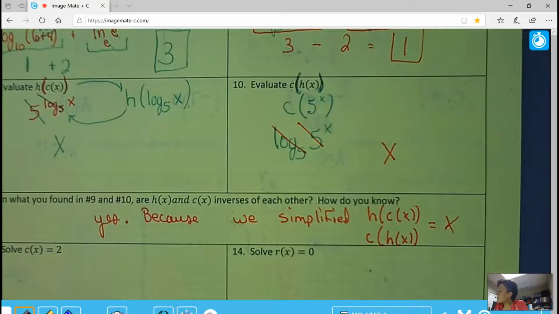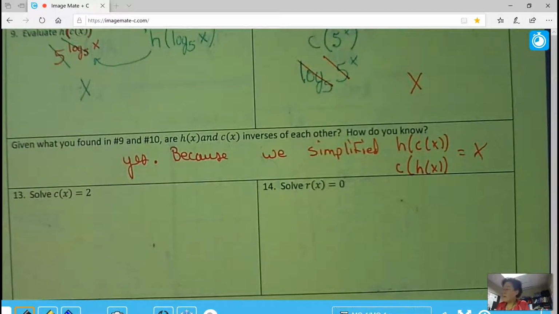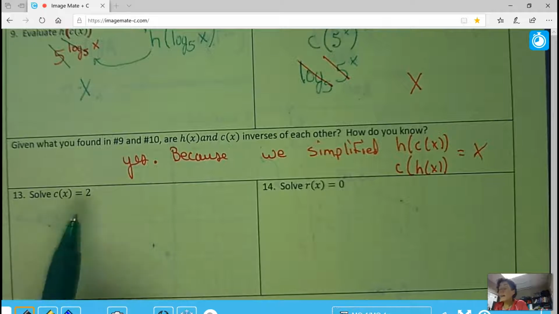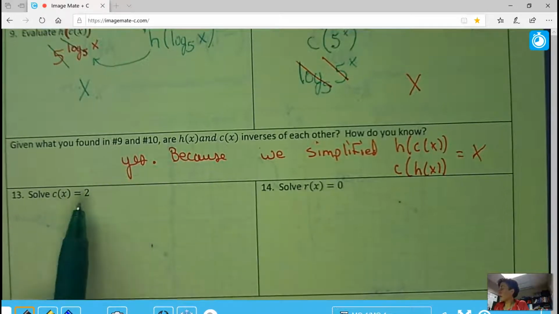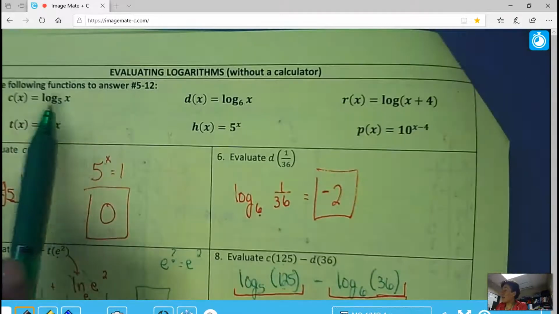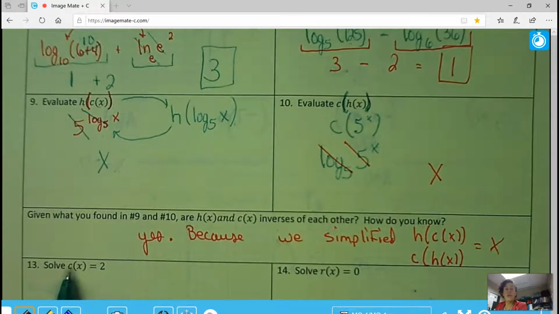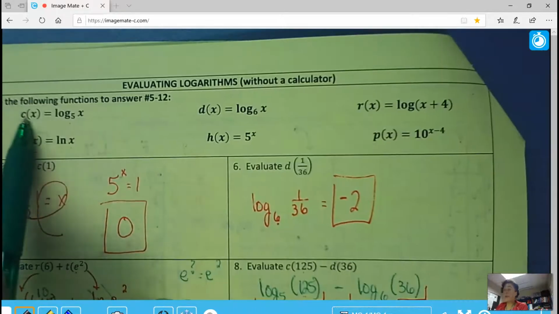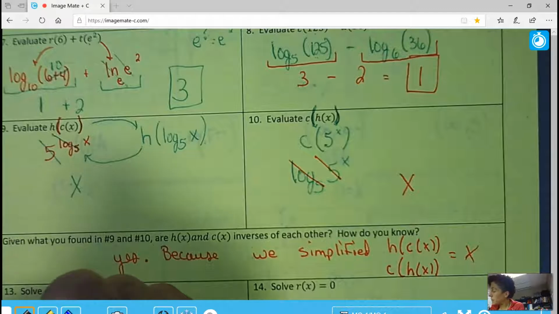So the next two, if you notice, we are skipping 11 and 12. I took those out. This time we're going to solve. So I just want to remind you again, this is back from like chapter 1 or chapter 2, that not everything goes where the x goes. Here you're getting c of x. So here I'm telling you that c of x is worth 2. So going up here, this is worth 2. So that's what I'm going to write.